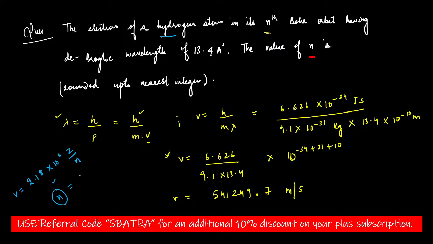Four. All right, okay. So this value is 4. So basically n is equal to 4 over here. So the orbit value is 4. So this hydrogen electron is present in the fourth orbit. Okay, so this is how we can solve this question.